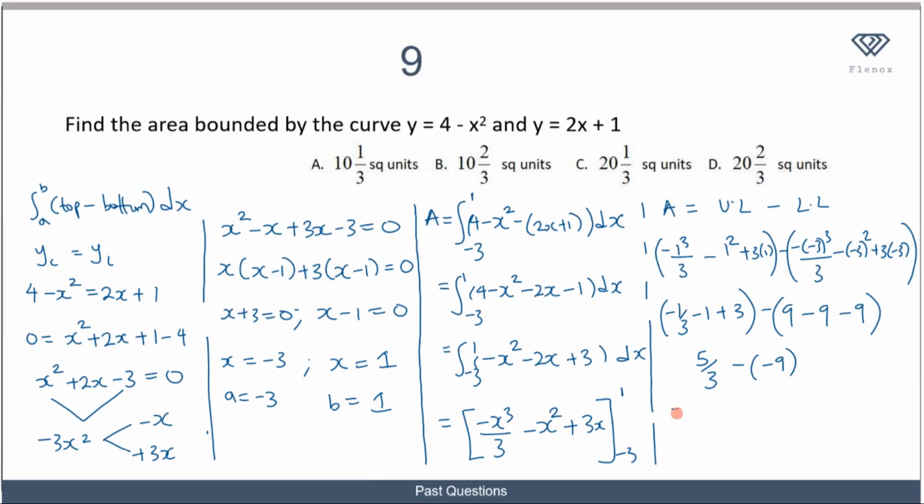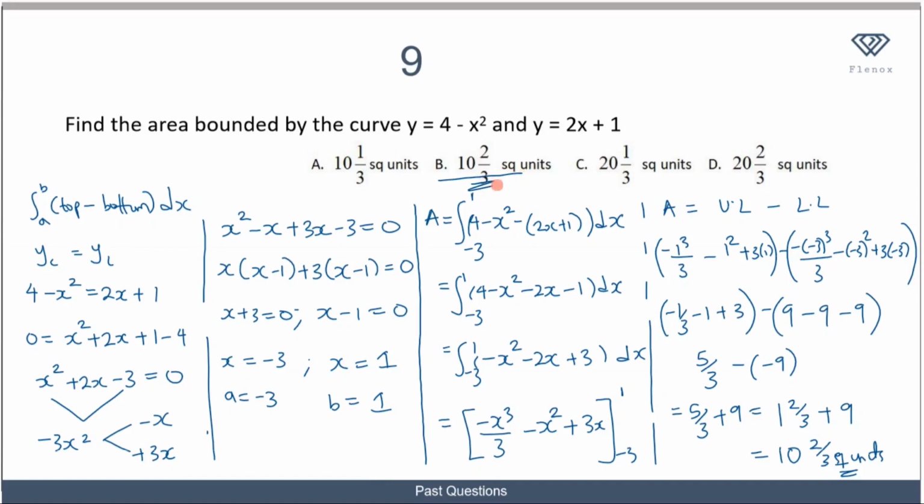So it's the same as having what? 5 over 3 plus 9. Now 5 over 3 is the same as having one whole number, 2 over 3, then plus 9, which is the same as having 10 whole number, 2 over 3 squared units. So the correct option to this question is option B.